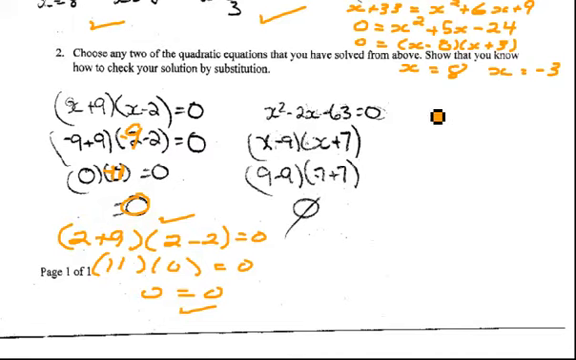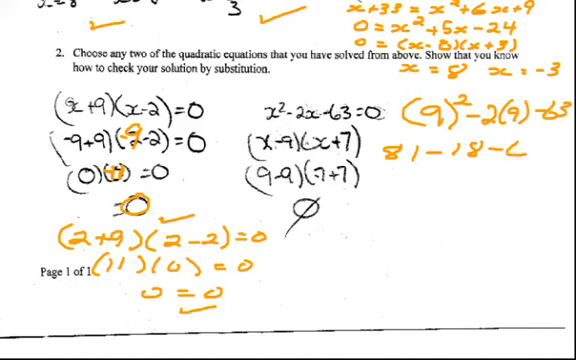If we put in a 9 for x, we'll have 9 squared minus 2 times 9 minus 63. And that has to be equal to 0. So it's 81 minus 18 minus 63 equals 0. And 18 plus 63 is 81, so that's a negative 81. So we'll have 0 equals 0, and that's a check.